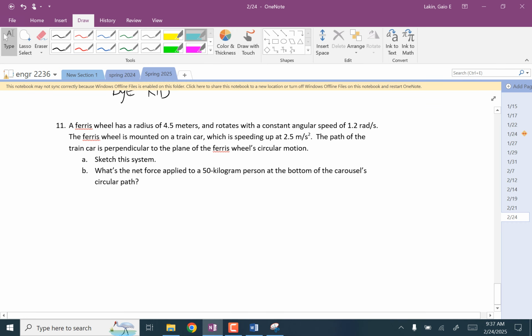So the Ferris wheel is mounted on a train car, which is speeding up at 2.5. I'll do it with things going different directions this time. I think I might have actually done this in class, right? So let's say we have, should I do it at a funny angle? No, too hard to draw. Okay, so let's say we have this Ferris wheel and it's mounted to a train car.